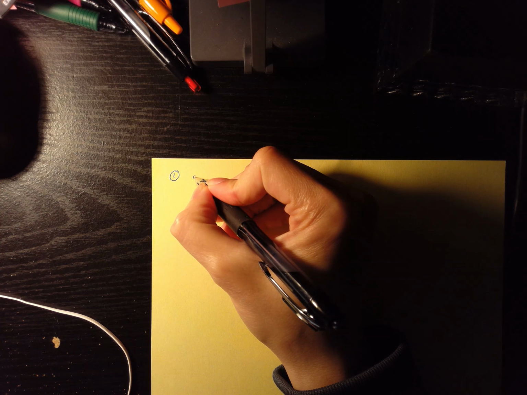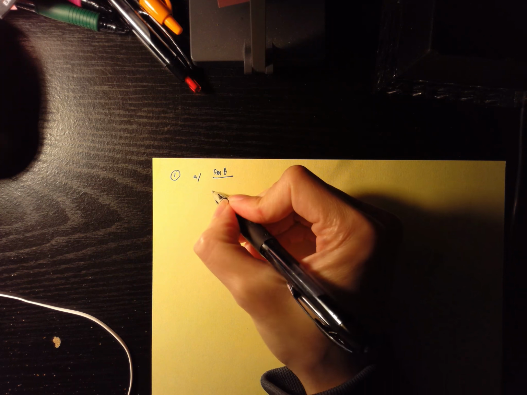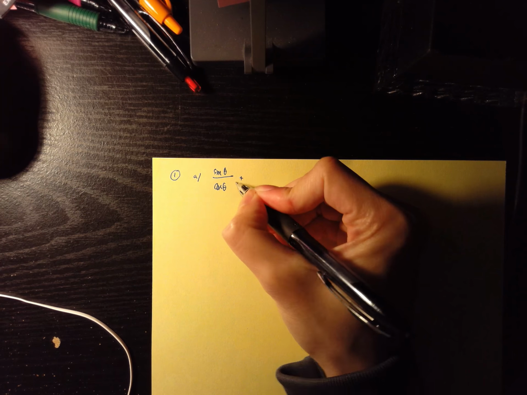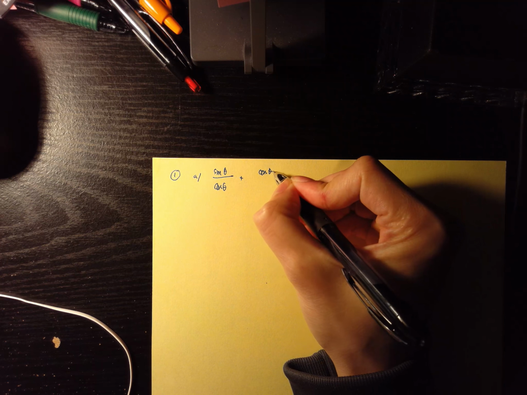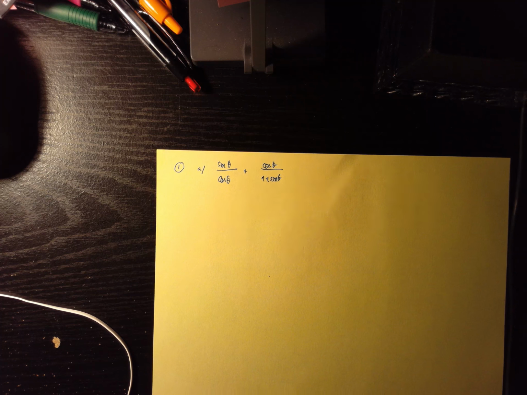Okay, so on the first part of the question, I give you the expression sine theta over cosine theta plus cosine theta over 1 plus sine theta, and I want you to simplify this expression. We're going to apply all the trigonometric properties we already learned so far to simplify this.